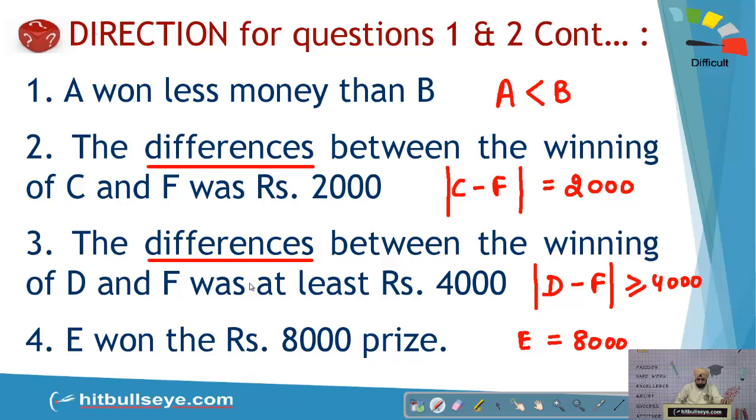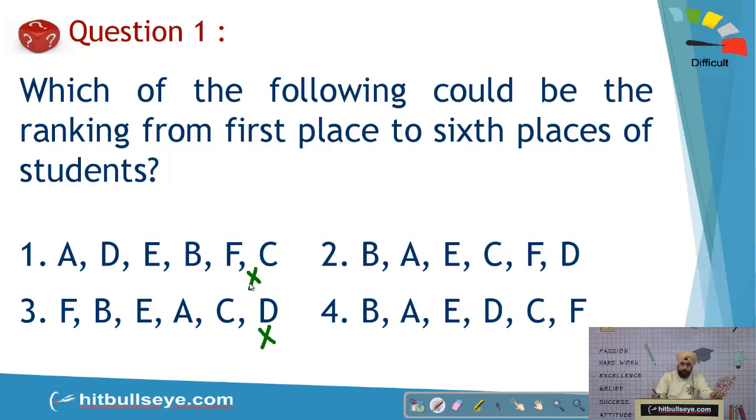Then it was that D and F have a difference of more than 2,000. So there has to be at least one person in between them. It could be more. Now students, if you see carefully in the second option, D and F are together. So that means even that cannot be our answer. So from those options you can say your answer left will be fourth option. So that shall become your answer.